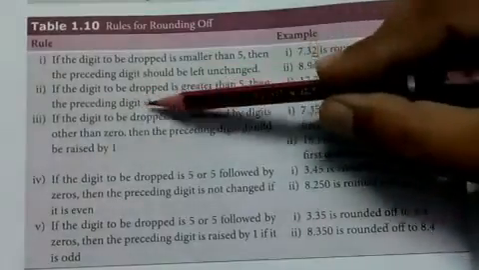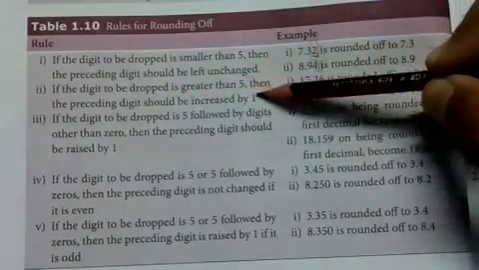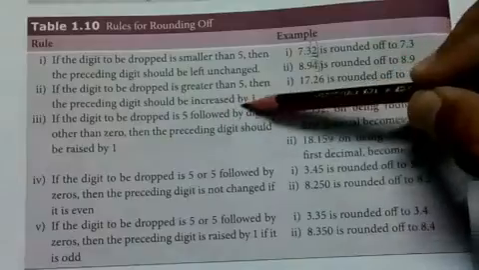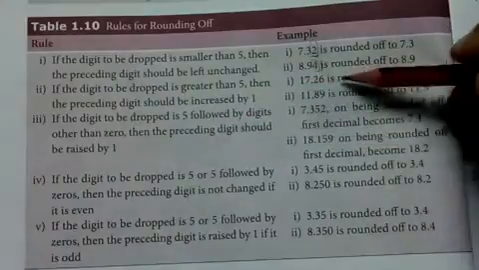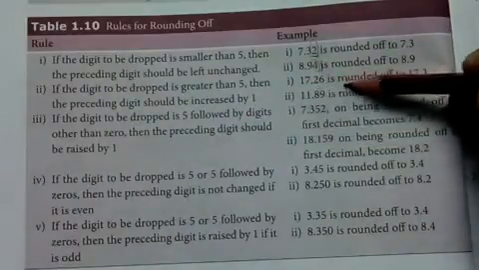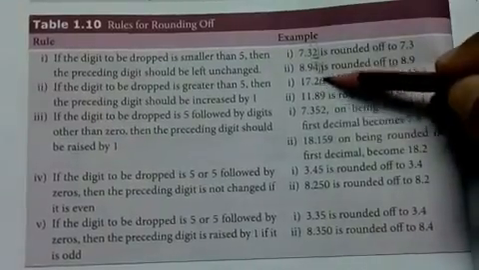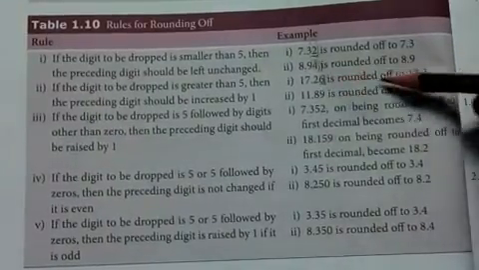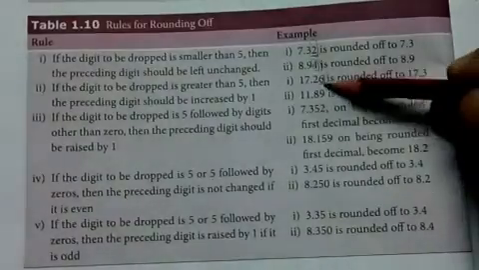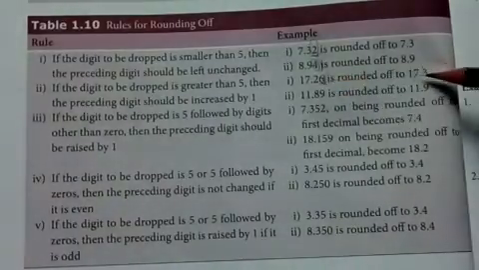Next one: if the digit to be dropped is greater than 5, then the preceding digit should be increased by 1. See this number here, 17.26. This 6 is more than 5, so what you must do is drop it and round it off, and make it 17.3.